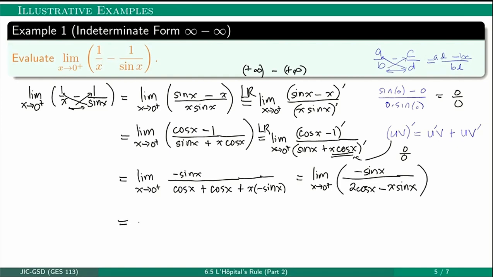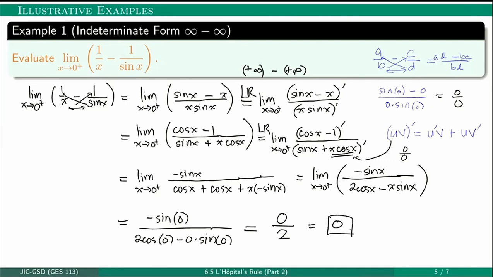Let's evaluate the limit now. If I do direct substitution by replacing the variable x by 0, this will be minus sine of 0 divided by 2 cosine of 0 minus 0 times sine of 0. Well, sine of 0 will just be 0. 2 cosine of 0 will be 2. 0 times sine 0 is just 0, so the denominator will just be 2, but the net effect will just be 0. And that is our final answer.